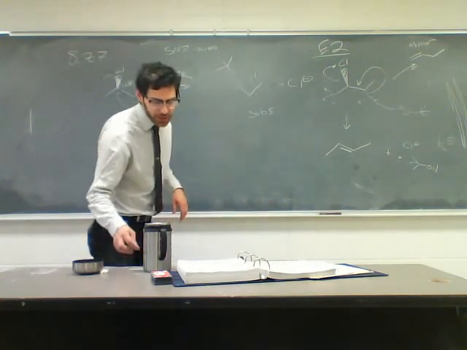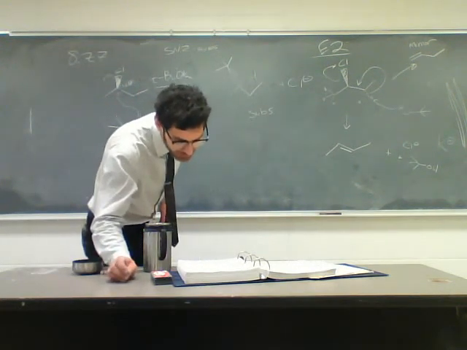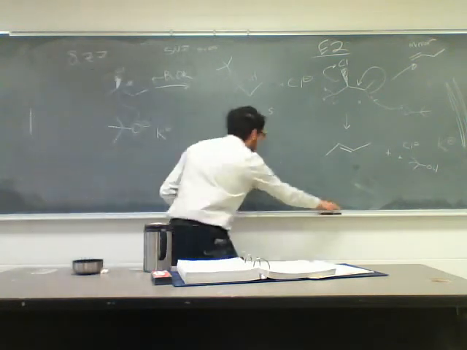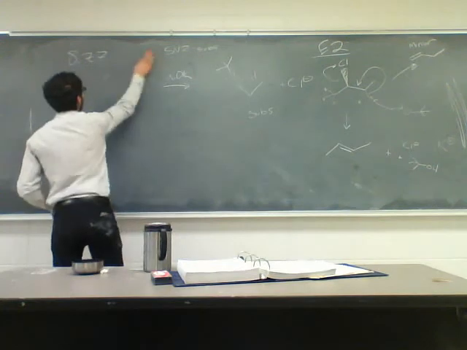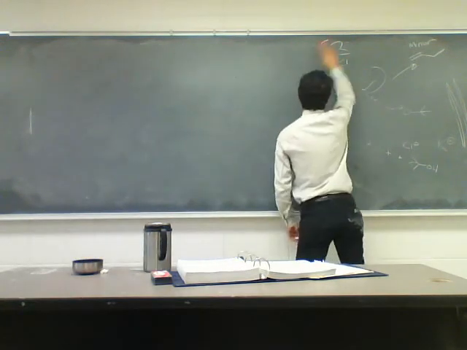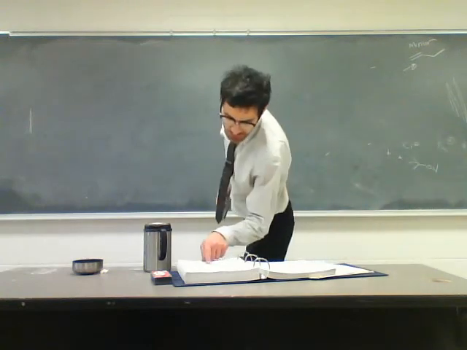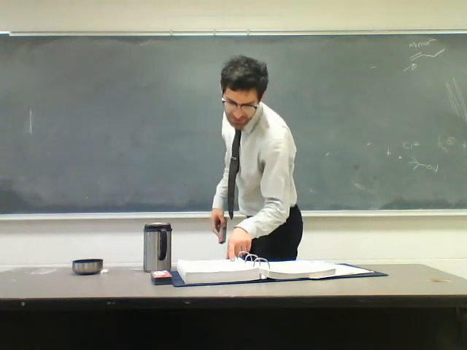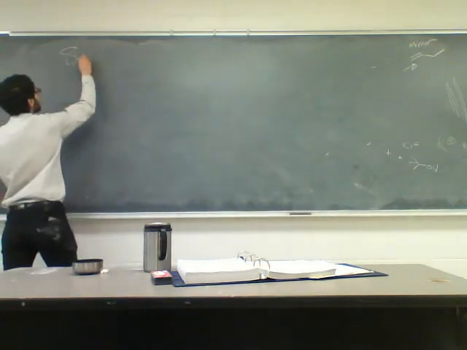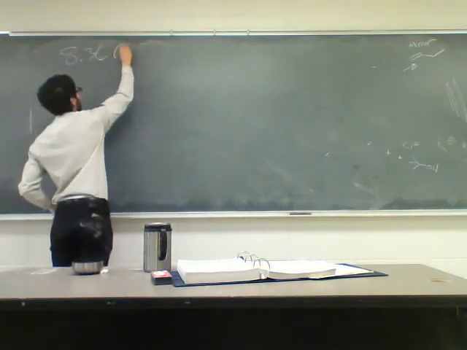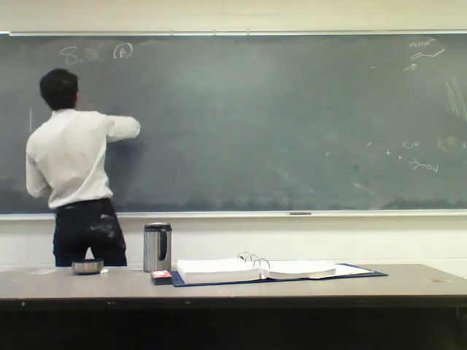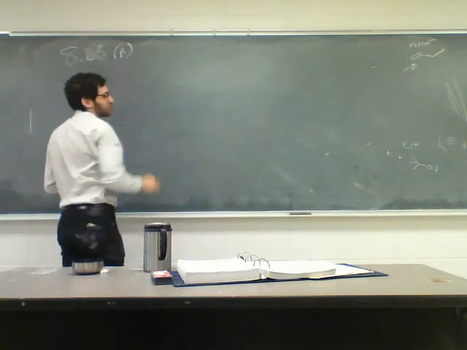No. Let's look at problem 863B. Predict the stereochemical outcome for each of the E2 reactions. Hopefully, I'm not making a big mistake here. Wait, what problem is this? This is 863B. 863. That's backwards. Thank you. 863B.